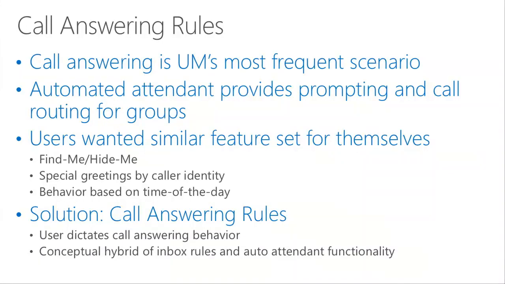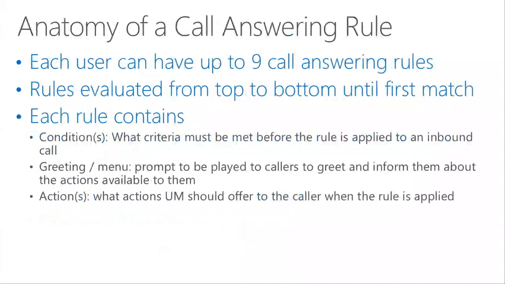The idea is that you ought to be able to push down the decisions about call routing for individual users to the individual users, with one exception. I'm going to talk about that in a minute. So each user can have up to 9 rules. They're strictly in priority order.